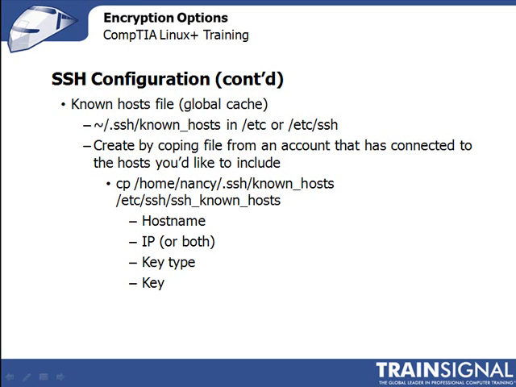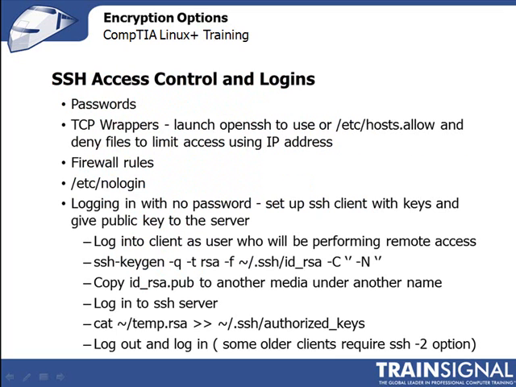The file should include fields for host name, IP, or both, and then you also have the key type and the actual key. You add entries to this file not by modifying it directly, but by using the user's account to connect to the systems that you want to add and then reloading the file. Let's talk about SSH access control on the next slide.